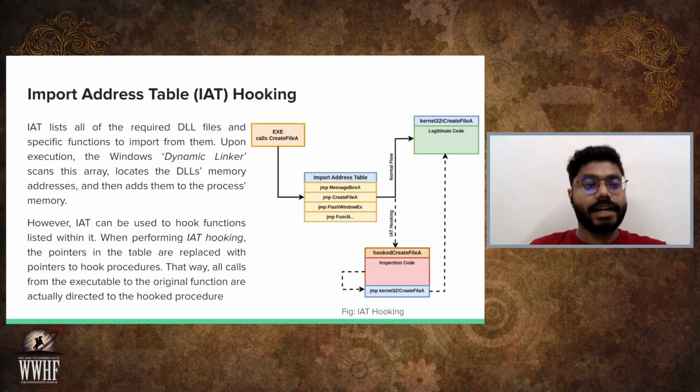As I've said, the IAT lists all the required DLL files and the functions imported from them. So the IAT can be used by AV and EDRs as well, since they can hook these pointers, changing the pointers in order to pass the execution on to their temporary function. These temporary functions can then detect the malware or inspect the parameters of all the APIs.